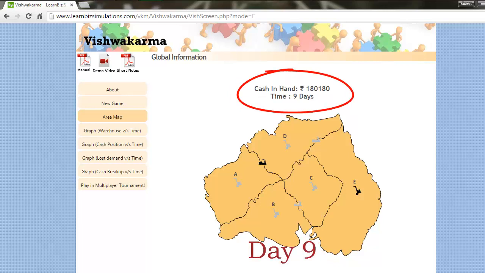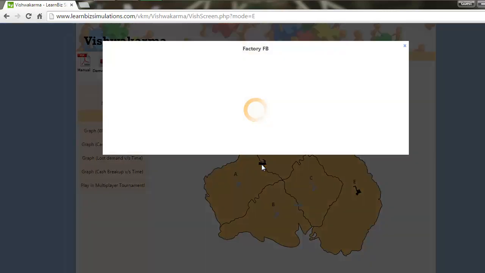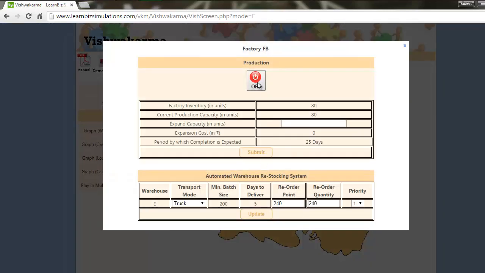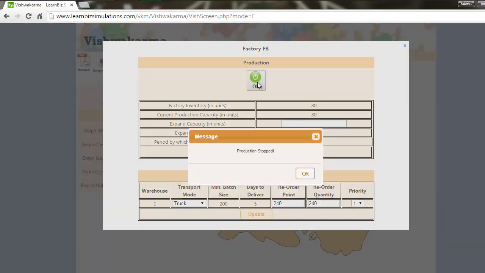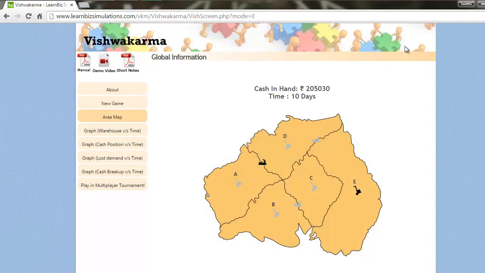As we are on day 10 now, we decide to stop production because any further production when dispatched will not reach the warehouse before the 15th day. Hence, we also save on the production cost plus the pile up of produced materials in the factory and warehouse.